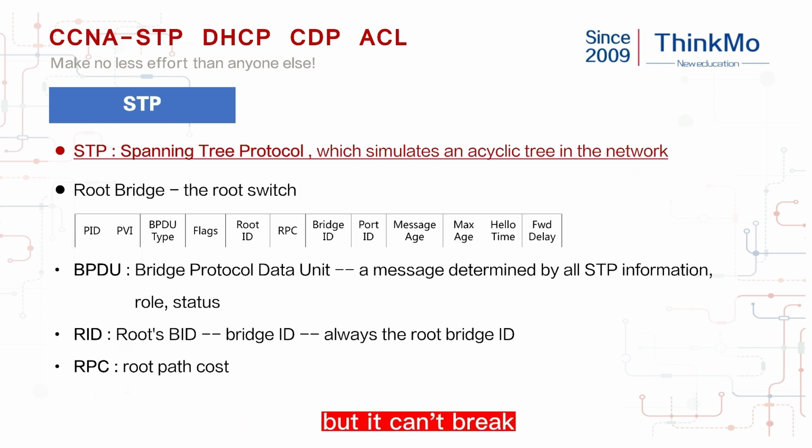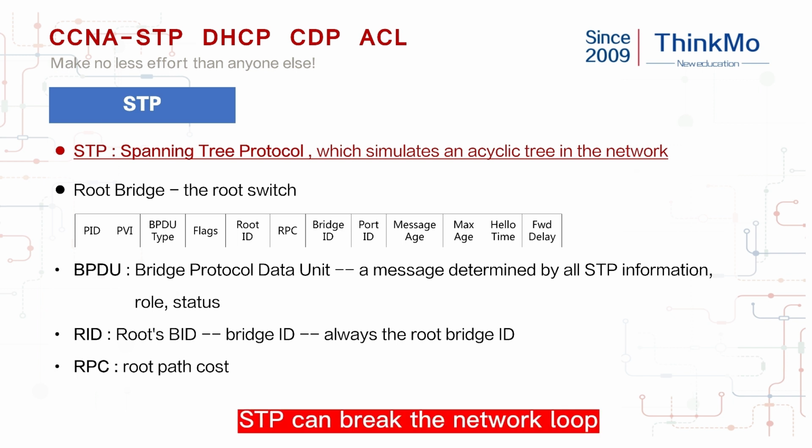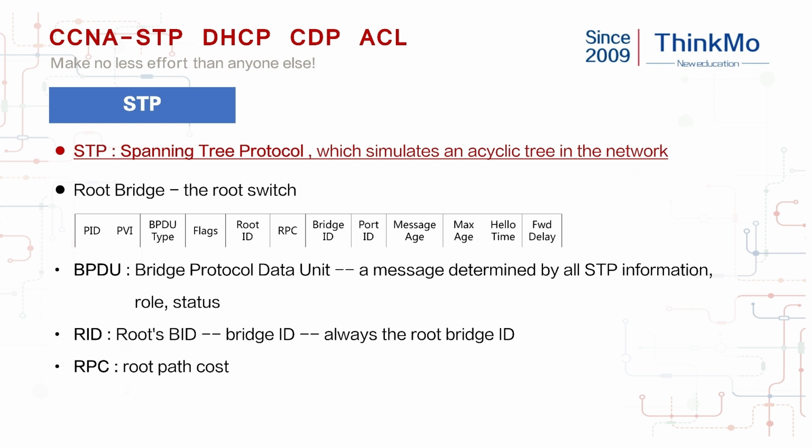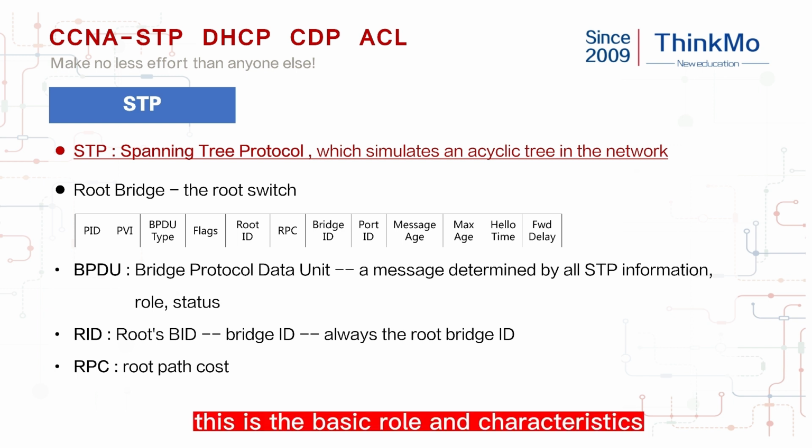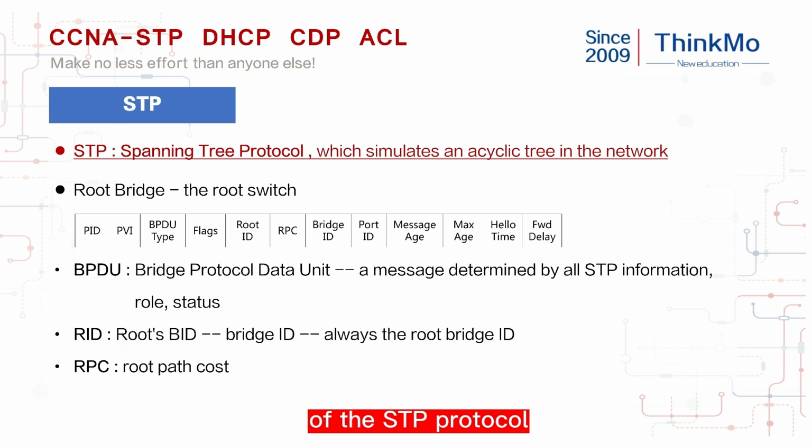But it can't break them. STP can break the network loop. Run a protocol like this, and there are no loops in the network. This is the basic role and characteristics of the STP protocol.